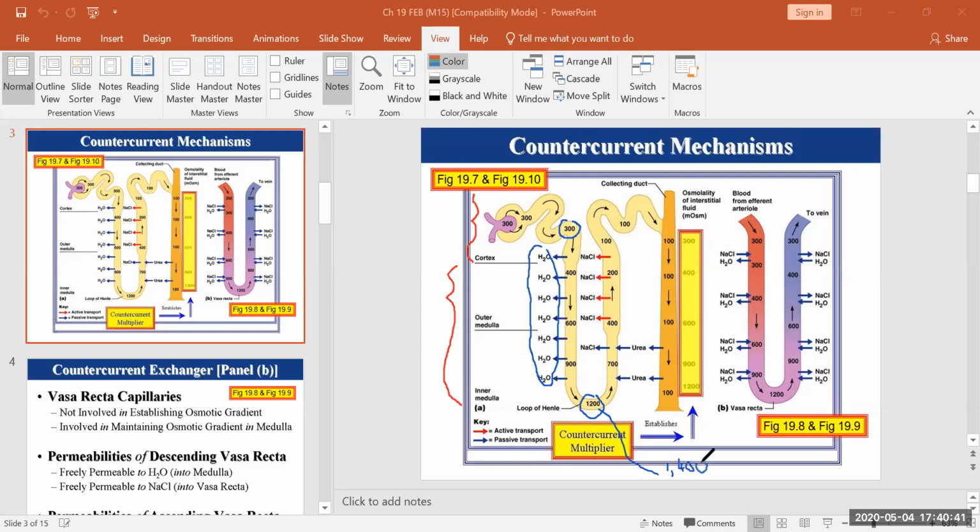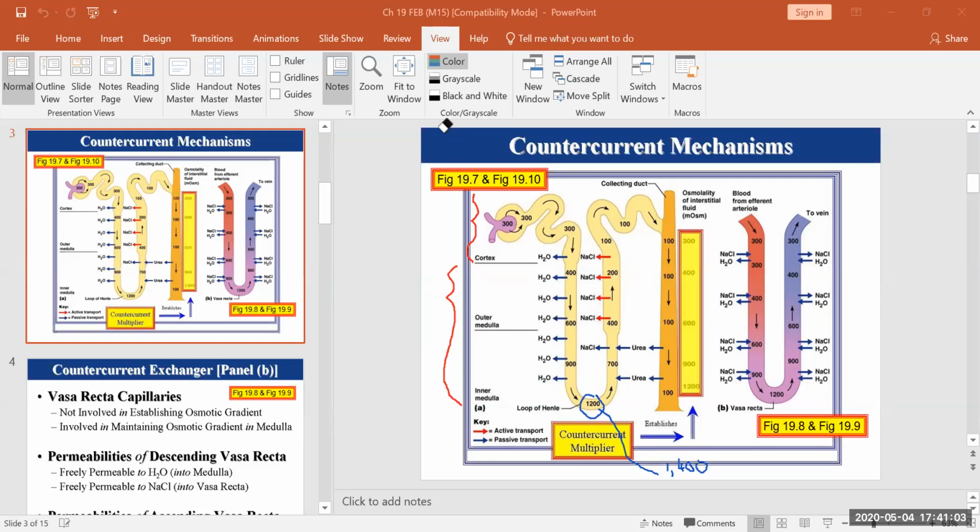So anywhere from 1200 to 1400 milliosmol. We cannot, in human kidneys, concentrate more than 1400. That's the top that we can go, 1400. So having said that, I'm going to erase this and erase this for clarity.